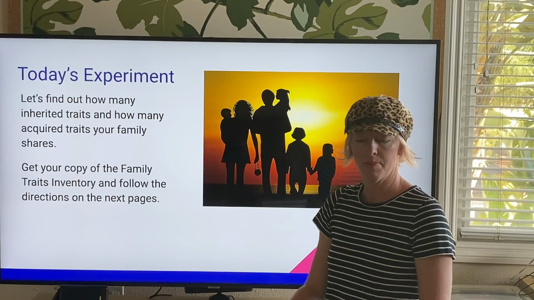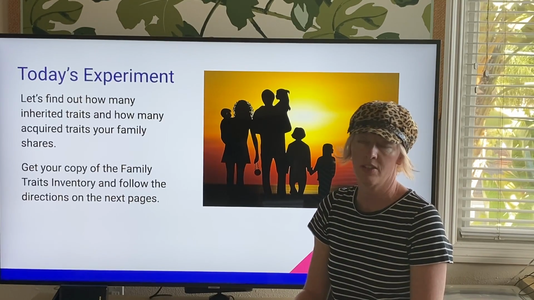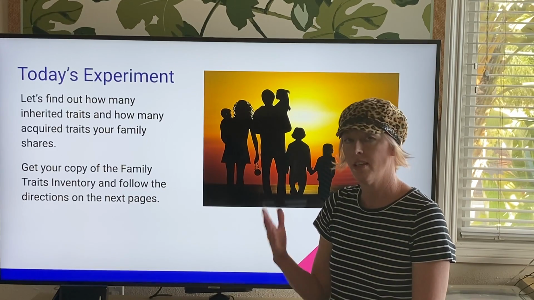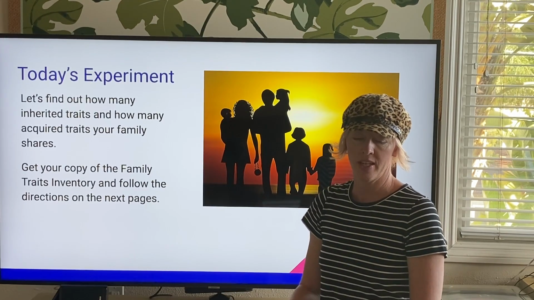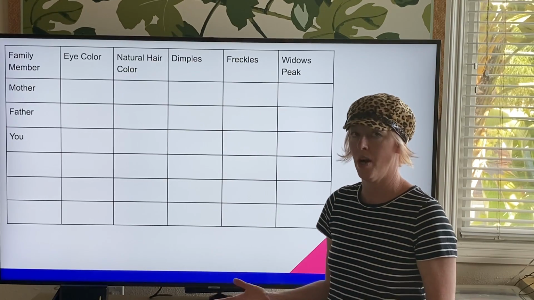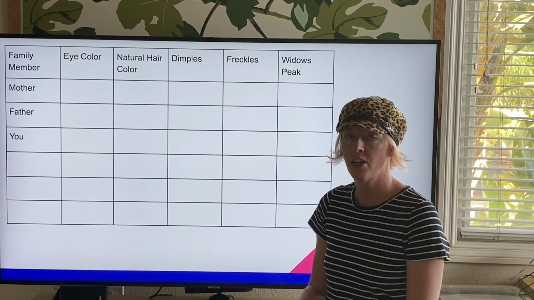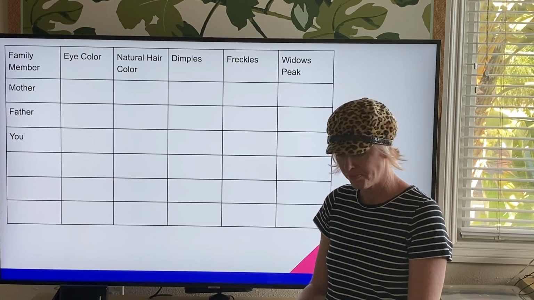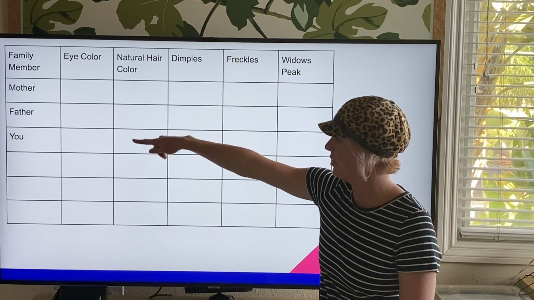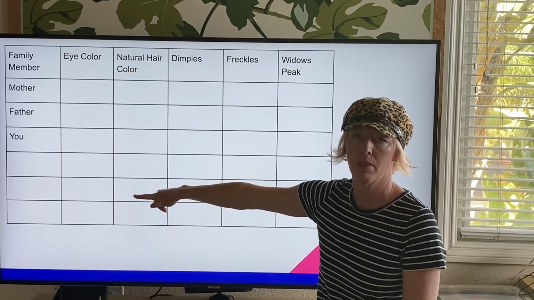And then today's experiment. We're going to find out how many inherited and how many acquired traits you share with your family. You're going to need a copy of the family traits inventory and follow the directions on the next page. So here's the first part of it. The top box is inherited traits. These are traits that you are born with. So I've got mother, father, and you written in there. And then you need to fill in 3 more family members.